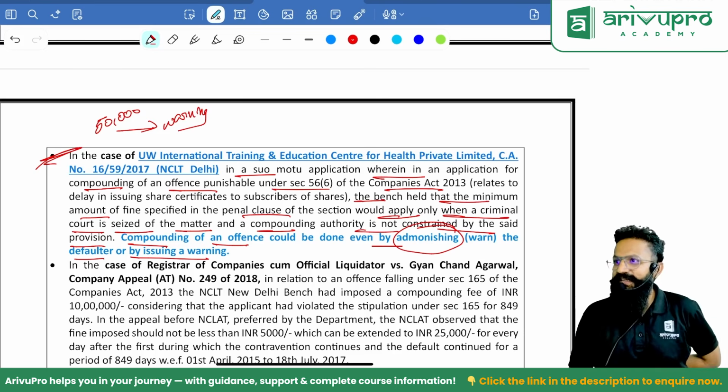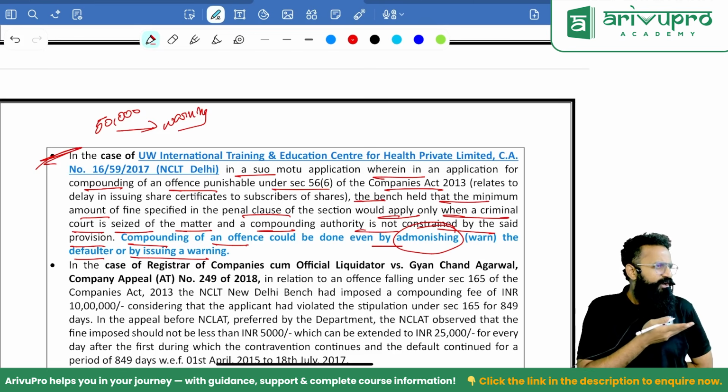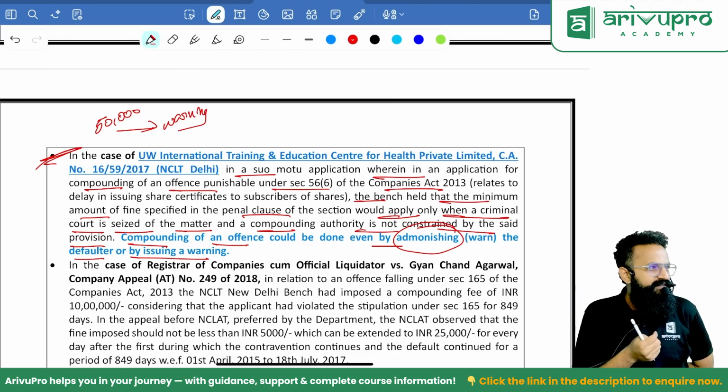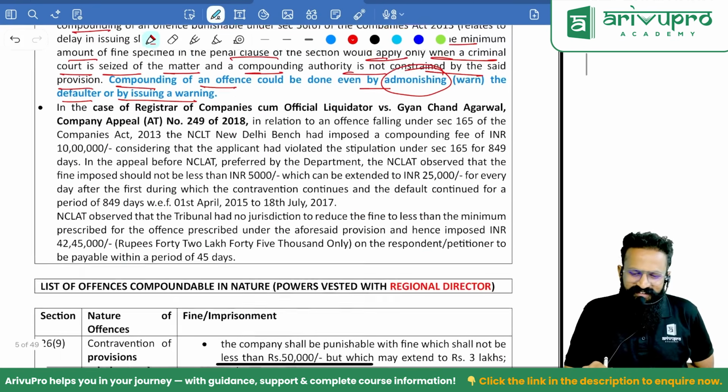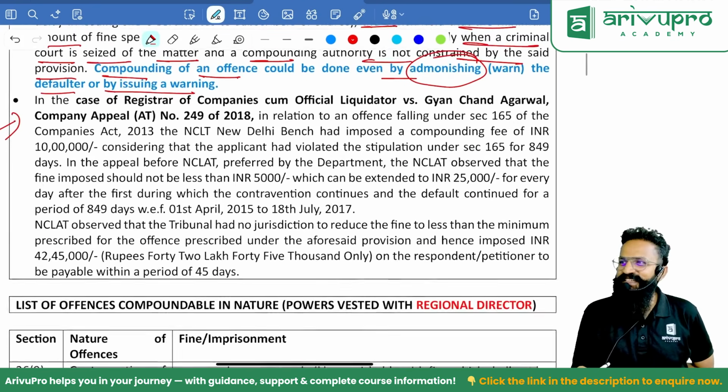If the minimum penalty is 10 lakh, can I go less than that or not? Possible or not? Kavya and Mehna said it is possible, sir. The book said, please read the second case law also. It is there, no? Okay, now what does the second case law say?